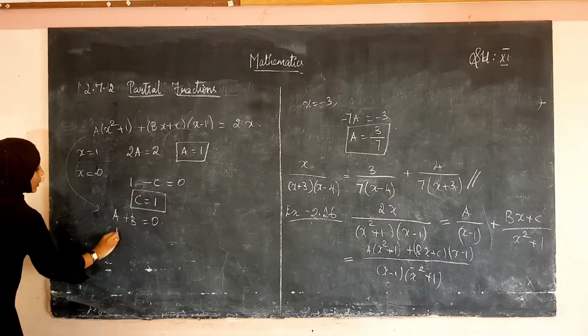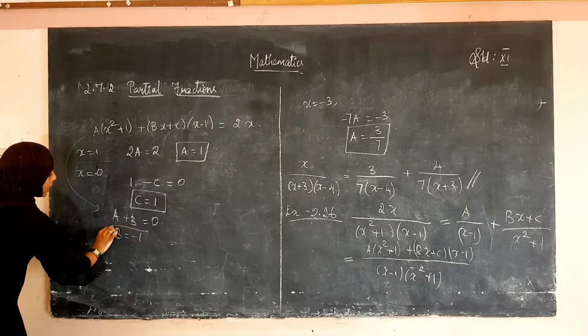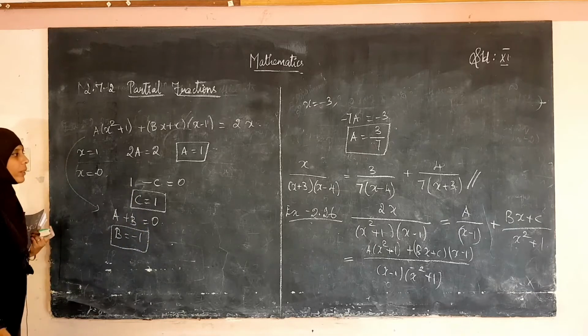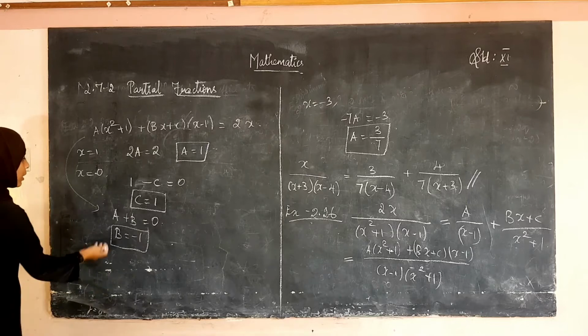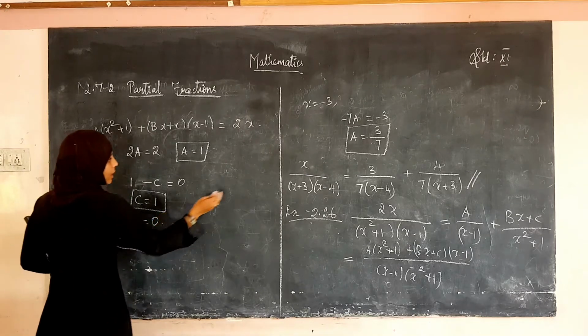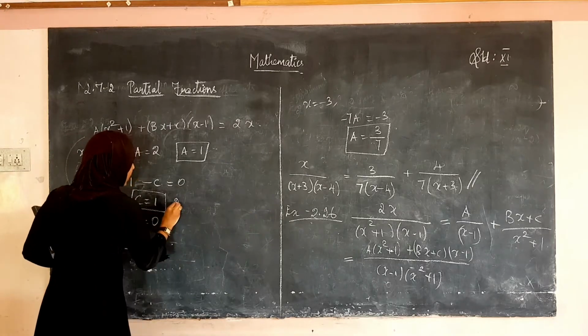A is equal to -1, therefore the value of b is equal to -1. So what have we found? We have found the values of a, b, c. Then what happens?